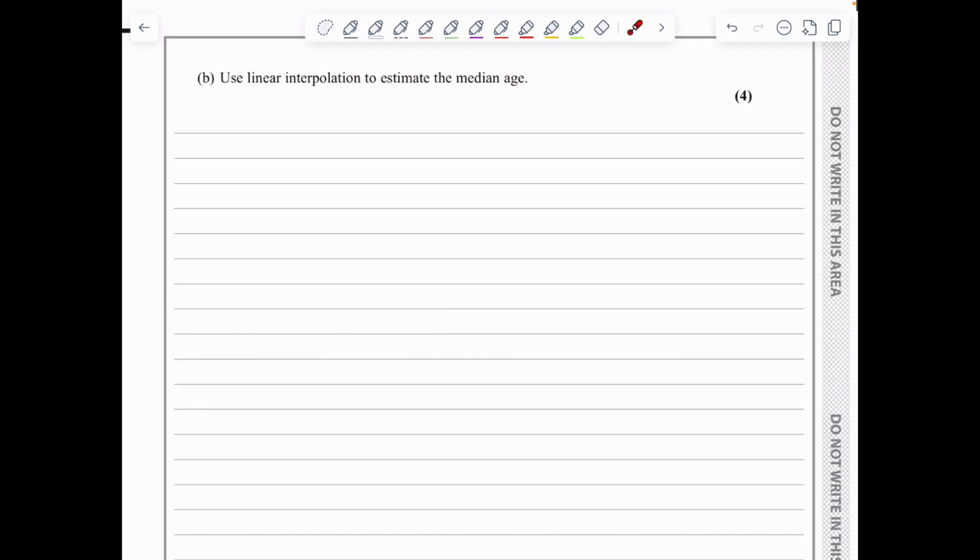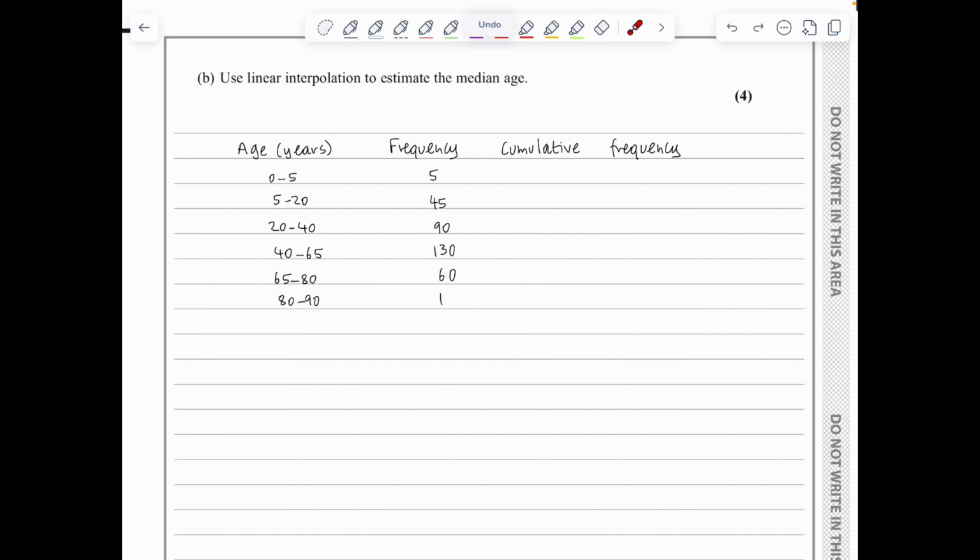In part B, we're asked to use linear interpolation to estimate the median age. So let's recall the frequencies we found in part A. I will add an extra column of cumulative frequencies, which is a running total as we go from the very top to the bottom here. So I start with 5, then 5 plus 45 is 50, plus 90 is 140, plus 130 is 270, plus 60 is 330, plus 1 is 331, which is the total number of observations. Now we're looking for the median here, so I'm going to do n over 2, where n is the number of observations. So it's 331 divided by 2, which gives an answer of 165.5.